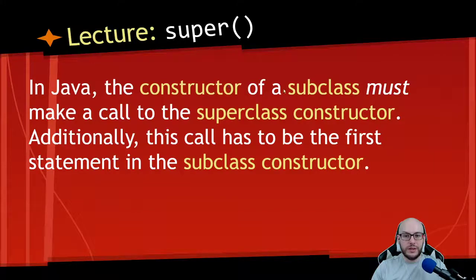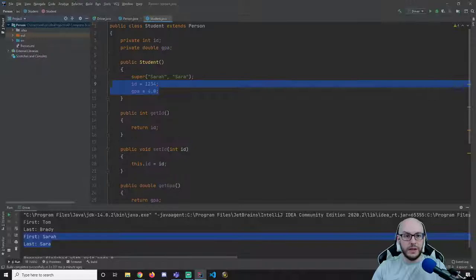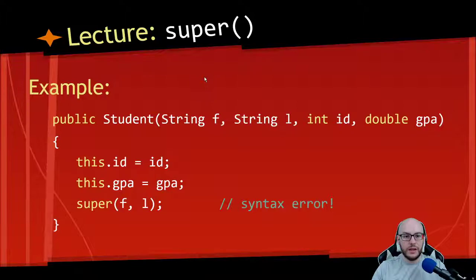So in Java, the constructor of a subclass must make a call to the superclass constructor. Additionally, this call must be the first statement in the subclass constructor. What are we talking about? Okay, so I am making a call to the superclass constructor, right? I'm doing it here. Not only do you have to do that, we'll talk about, moments ago you saw me, I didn't actually do it, so there's some questions surrounding this. But I'm telling you, you have to do it. And it needs to be the first call in the constructor.